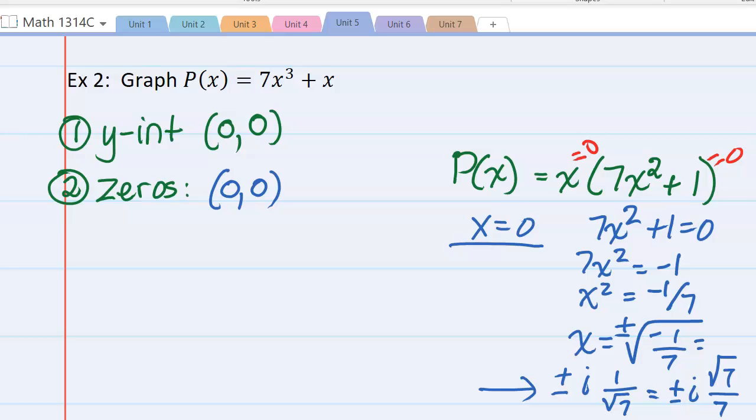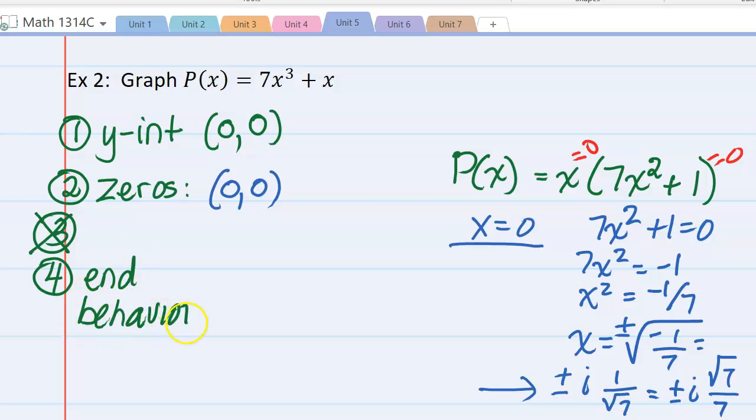For step 3, since we did not use synthetic division, we do not have other points for our graph, so we'll skip this part. Step 4 is to talk about end behaviors. P of x is a cubic function with a positive leading coefficient, so the end behaviors will be similar to that of the parent cubic function. The left end of the graph will go down to negative infinity, while the right end of the graph will go up to positive infinity.